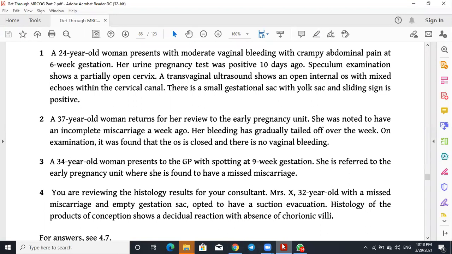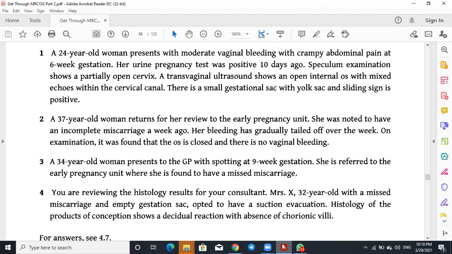Next: you are reviewing the histology results for your consultant. Mrs X, a 32-year-old with a missed miscarriage and empty gestational sac, had a suction evacuation. Histology shows a decidual reaction with absence of chorionic villi. She could be an ectopic. Decidual reaction with an empty sac and no chorionic villi means there was never an intrauterine pregnancy.